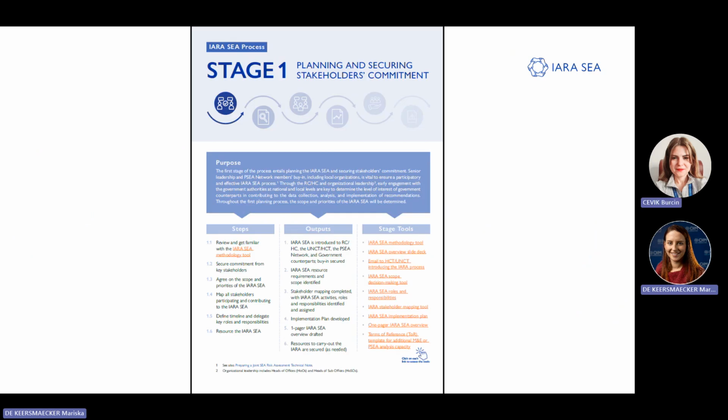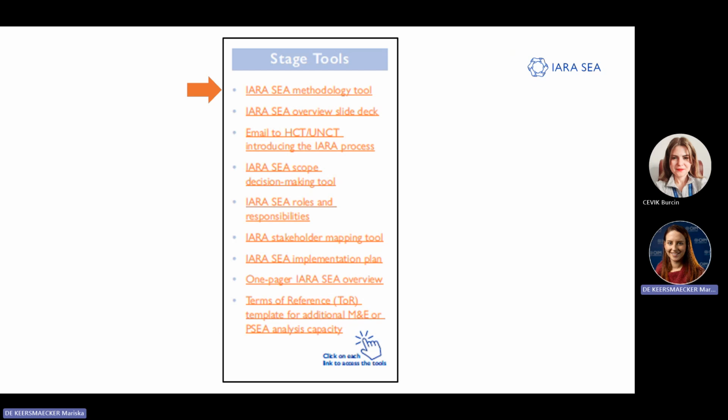Let's start with stage number 1. For each stage of the toolkit, you will see the standard layout that explains the purpose of that stage and a useful table that gives you the key steps that need to be undertaken, the key outputs that will be produced as a result of completing the stage, and one of the most important elements are the stage tools, all of which are clickable links that take you to the relevant template.